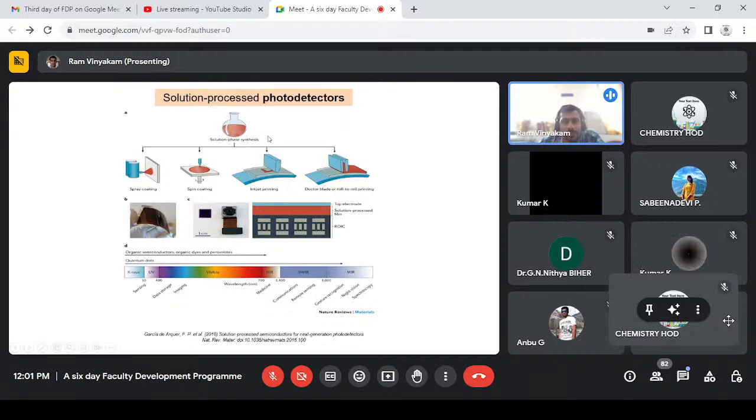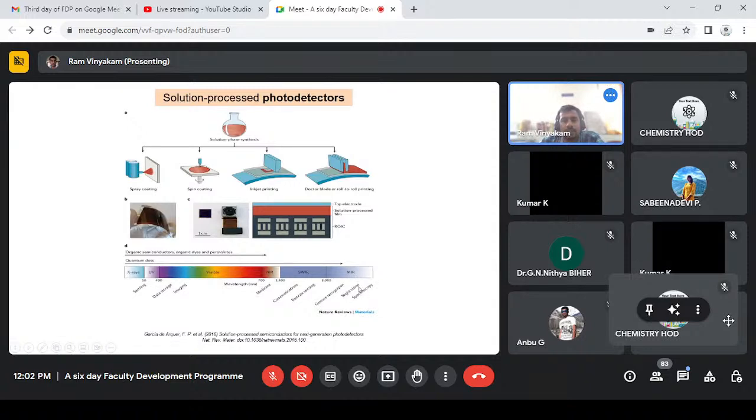So now the technology in the solution process, the only thing is you have to make a proper dispersed solution of your precursors. You can find various ways: spray coating, spin coating, inkjet, blade coating, or drop casting, and so on. I just indicated here only the few normally done in the labs. And in the case of photodetectors, you can cover the entire range, to be frank.